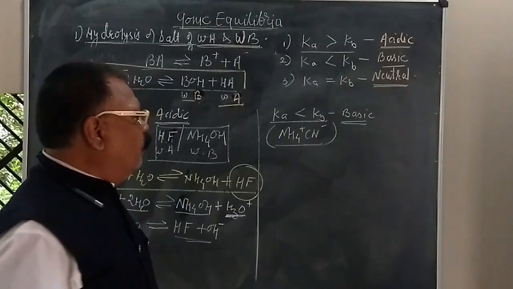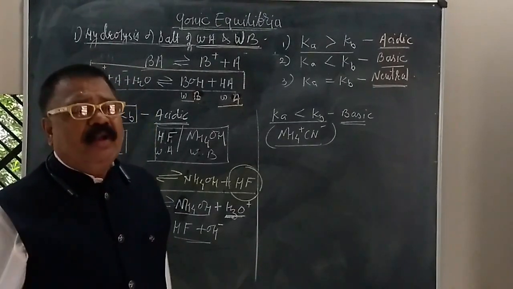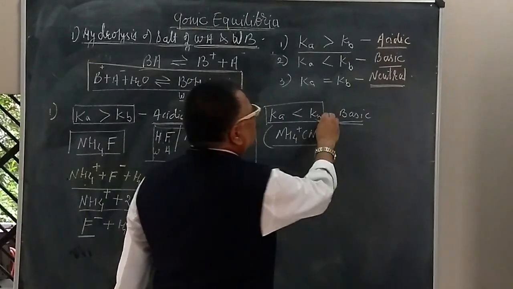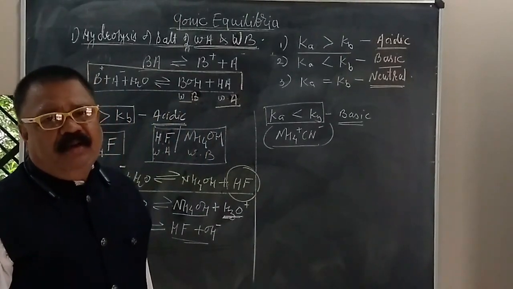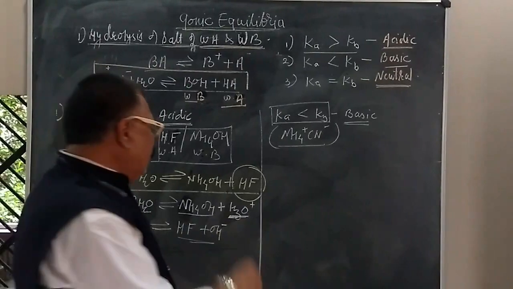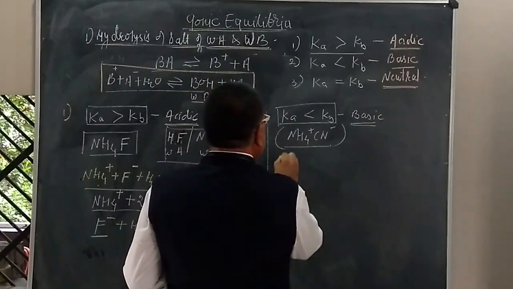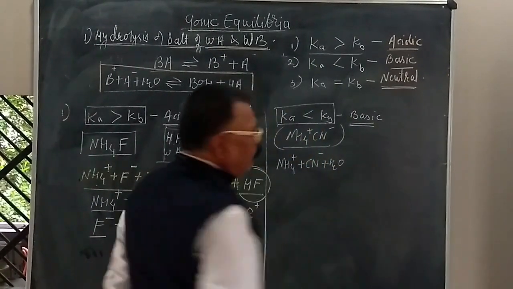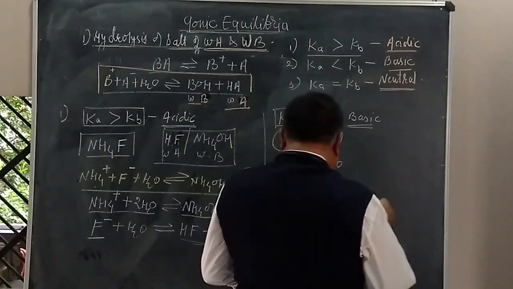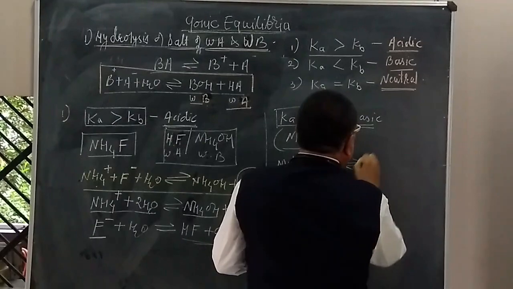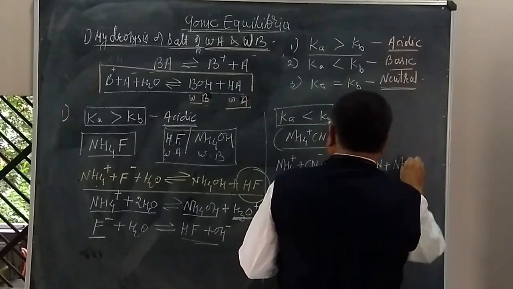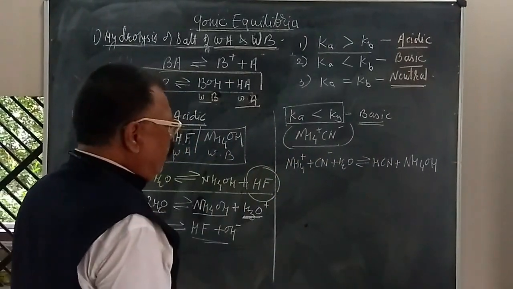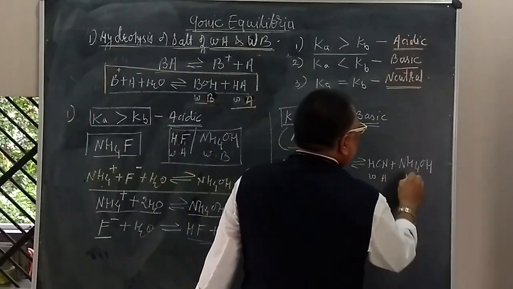Ammonium cyanide is the one salt where the resulting solution must be a basic solution, where as per this condition Ka is less than the Kb, that resulting solution we get is the basic. चलो इसका हाइड्रोलिसिस करके देखते हैं. अगर हाइड्रोलिसिस होता है तो NH4 positive plus CN negative plus H2O, ये हो गया सॉल्ट. उसका हाइड्रोलिसिस will produce HCN plus ammonium hydroxide. So here we are getting the formation of HCN and ammonium hydroxide. Both of these are the weak acid as well as the weak base.